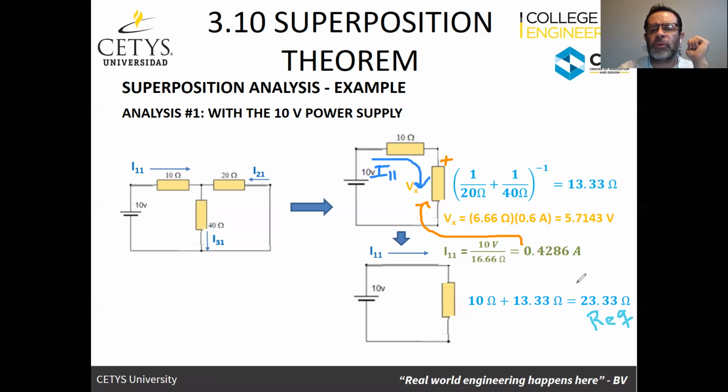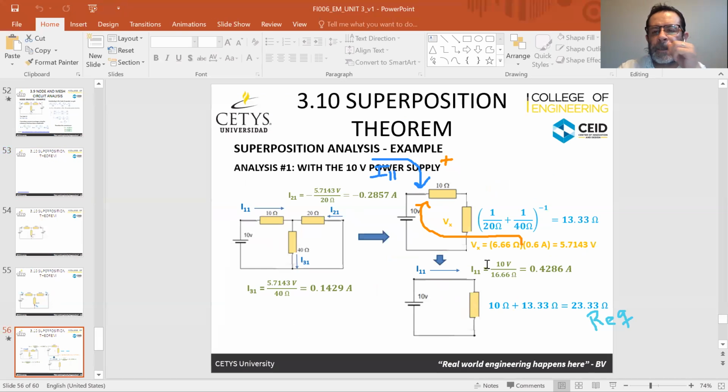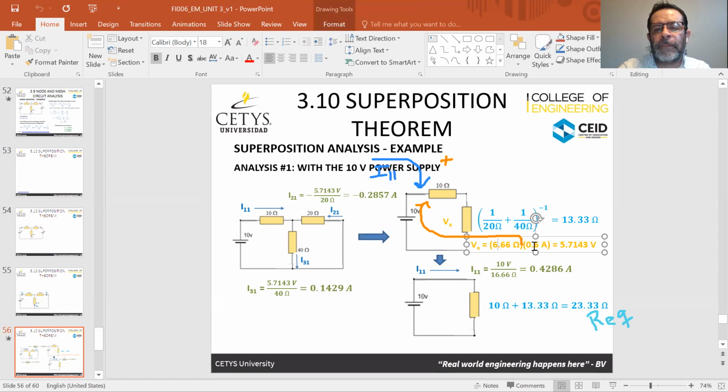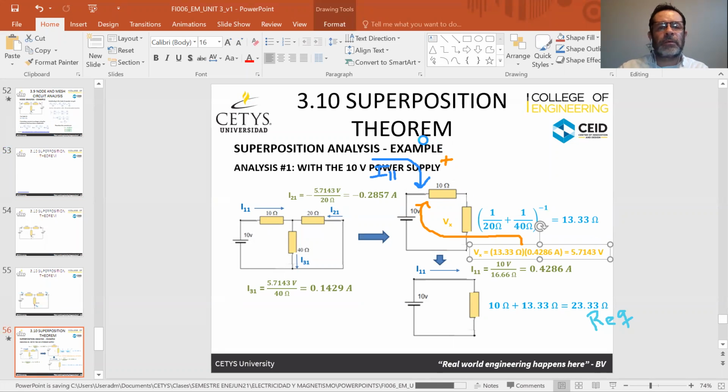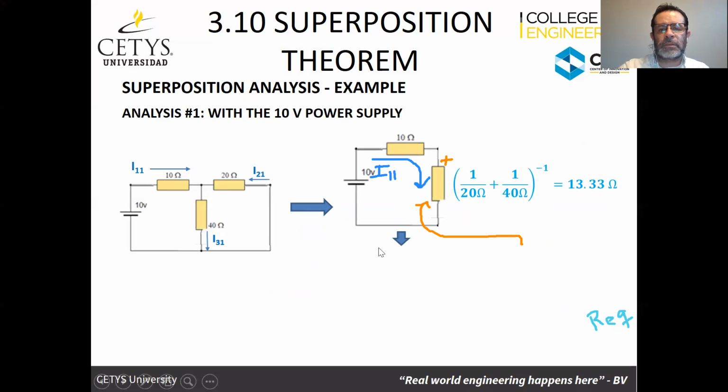Moment here, let me correct something here. It's I11. I had done a copy paste here of some calculations. Give me a moment. This is actually the 13.33, and this is the one that we just found, 0.4286. Okay, give me one moment here. All right. Sorry about that. I'd done a bad copy paste there, and there we go.